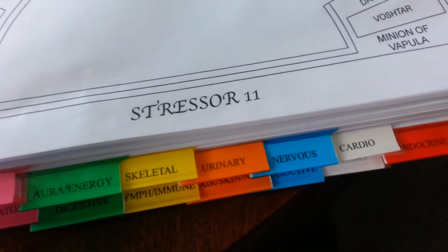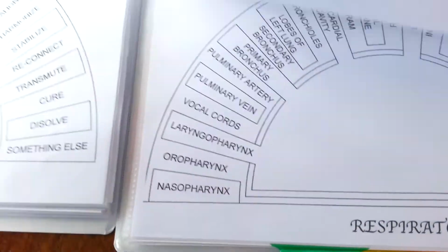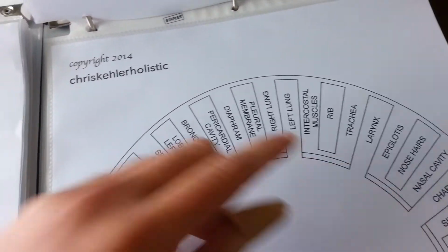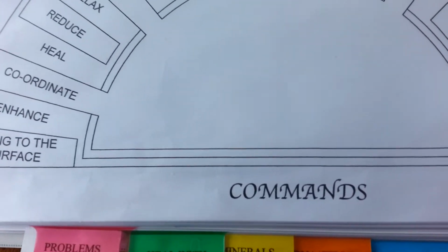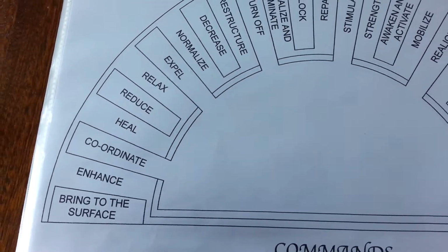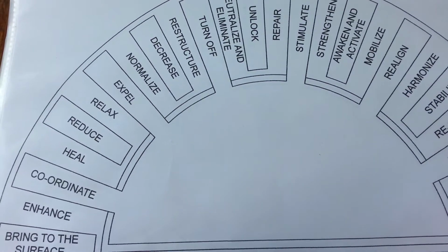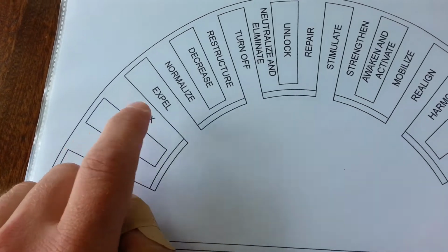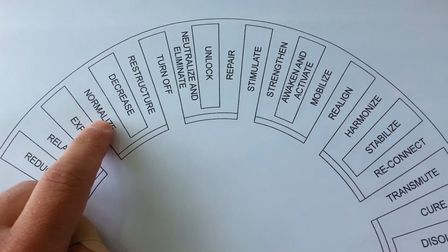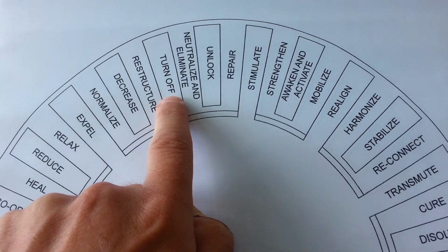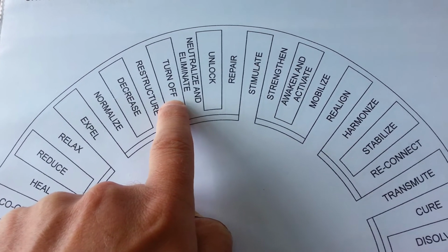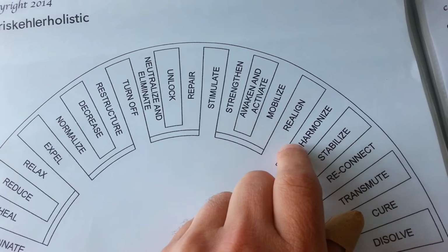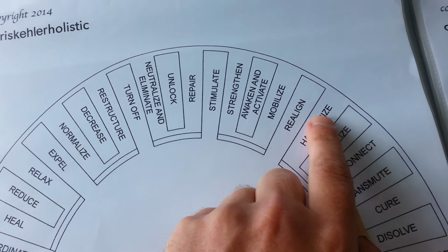If I needed to work in the respiratory system, I'd go to the respiratory system chart, and again it would direct me to all the different areas within the respiratory system that I'd have to work in. I also have another chart here which directs me if I need to use a particular word, because in this work it really depends on the intention of what I'm wanting to remove or the words I'm using. So it'll tell me whether I need to heal something or relax something or expel something, normalize something, turn off maybe a gene that was causing you to get diabetes. And if it went to the spinal charts and I found a vertebra out of alignment, I'd have to use the word realign.